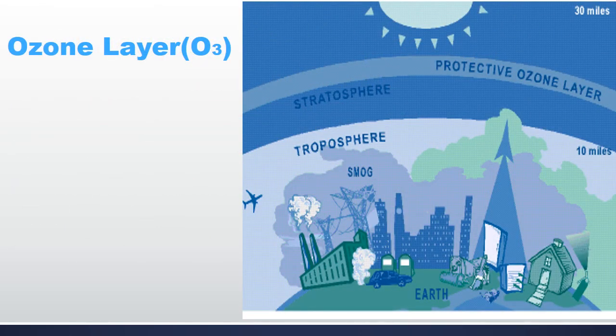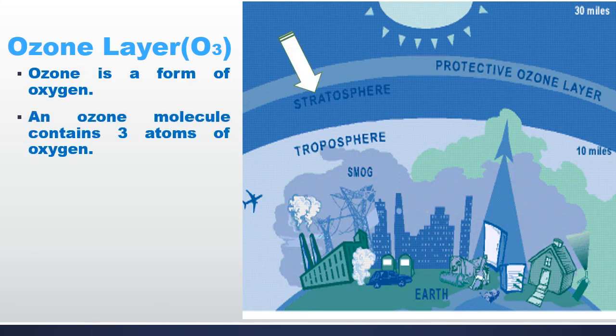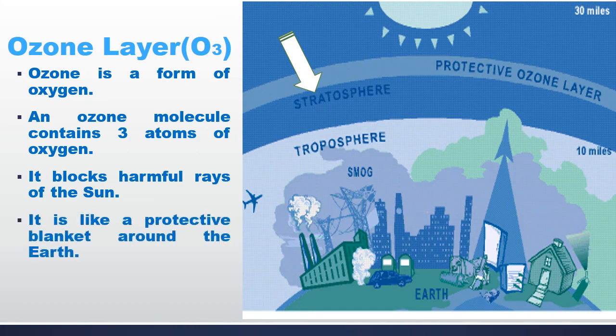Now let's see what is ozone layer. Ozone is the part of stratosphere. Ozone is actually a form of oxygen. It contains 3 atoms of oxygen instead of normal oxygen molecule that is made up of 2 oxygen atoms. Ozone blocks the harmful rays of the sun from reaching the earth, so it acts as a protective blanket around the earth.